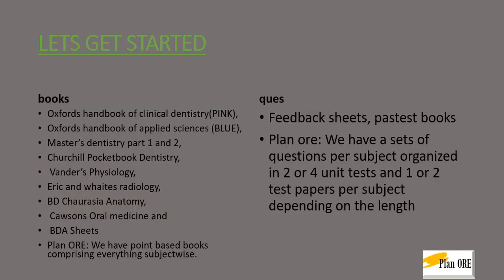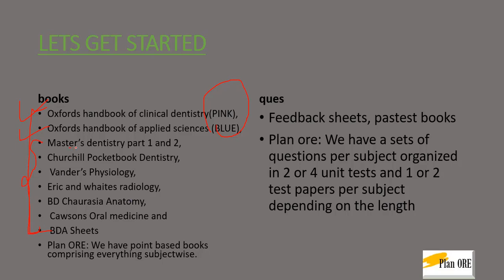So let's get started with what you need. There is a long list of the books which you need. This is also listed in the description below, so you can also pick the list from there. So the Oxford's Handbook of Clinical Dentistry and Applied Sciences are considered to be the two most important books recommended by everyone who has passed the examination. However, there are a few more other books that goes a long way in making you understand the concepts, and a lot of students refer to them as well.